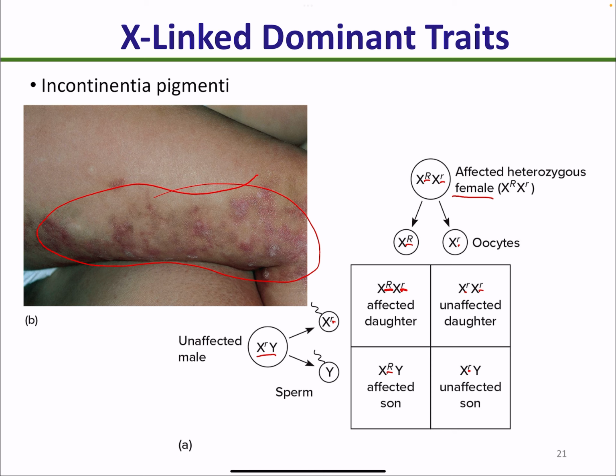So we see that 50% of daughters have a chance to be affected, and 50% of daughters have a chance to not be affected. For boys, 50% of boys have the chance to be affected, okay? And 50% of boys have the chance to not be affected, right? This is for mom being heterozygous, right? That we have these ratios.